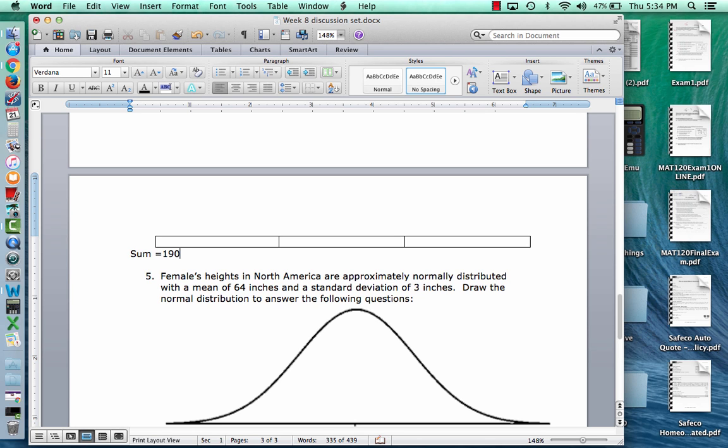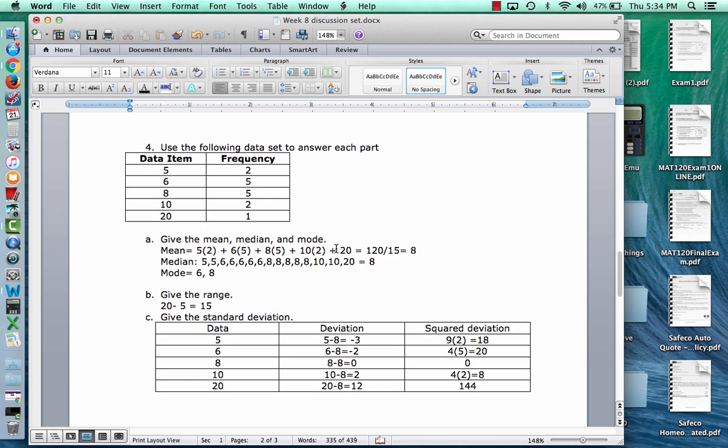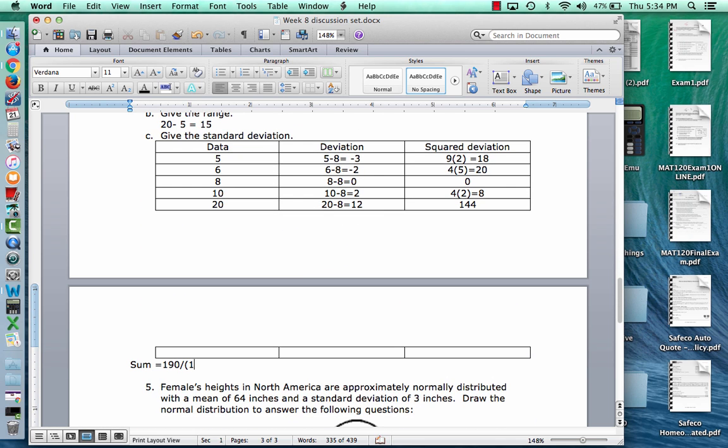190. All right, then I got to take that sum and divide by the number of data values minus 1. Remember, there are 15 data values. So 15 minus 1. So I'm going to do 190 divided by 14. That should give me 13.57.